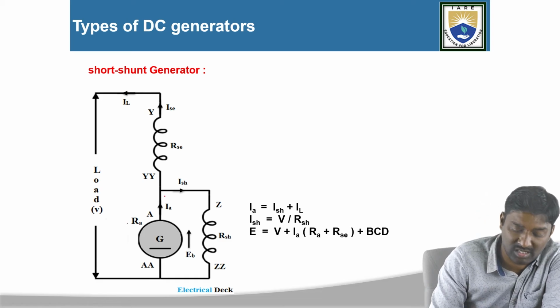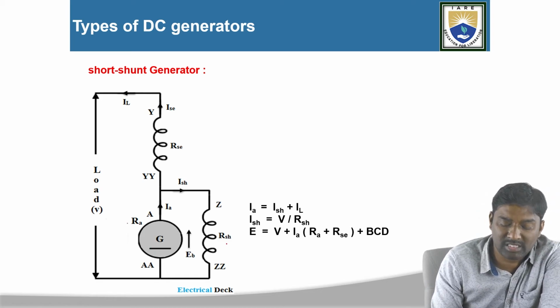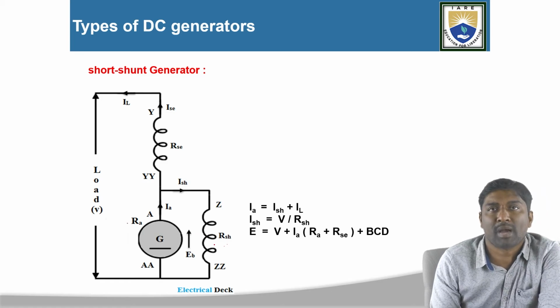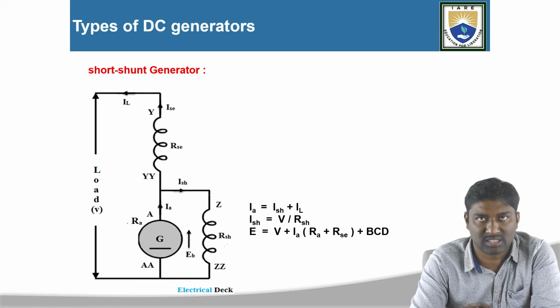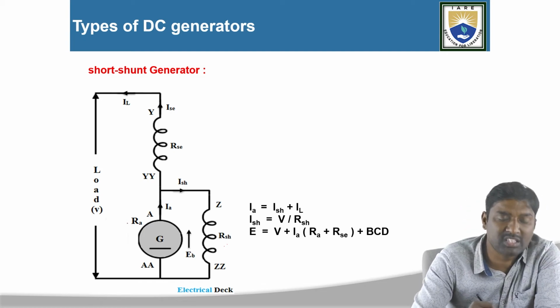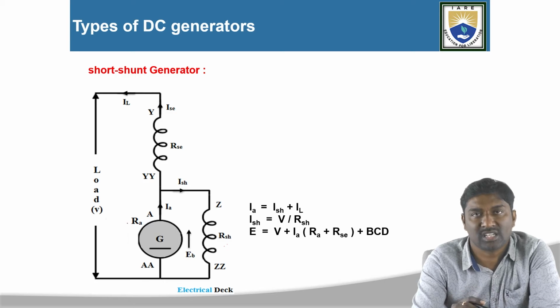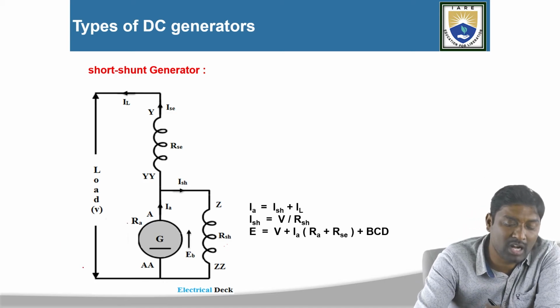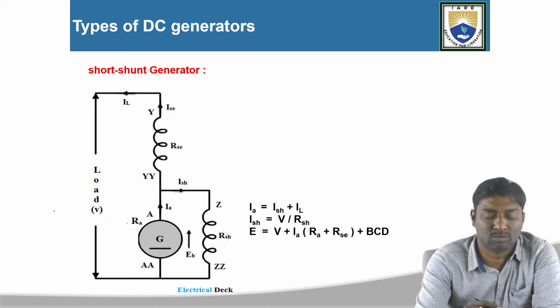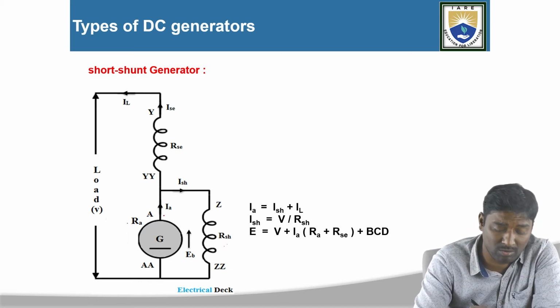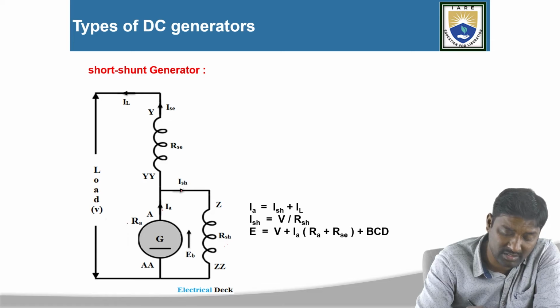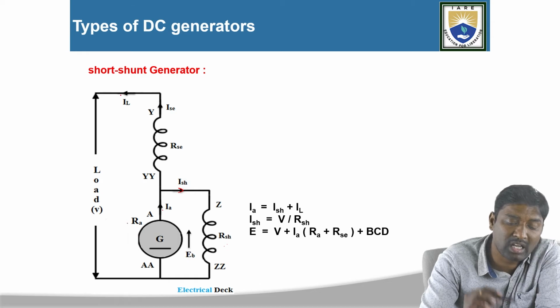You can observe in this connection, this is the armature winding and this is the shunt field winding resistance, the shunt field winding. Both are connected in parallel. Again, this is connected in series with the series field winding resistance, the series field winding. That's why this is called a short shunt generator. Now this will be connected to the load. According to Fleming's right hand rule, the currents here are the armature current, the shunt field winding current ISH, the ISC and the IL.